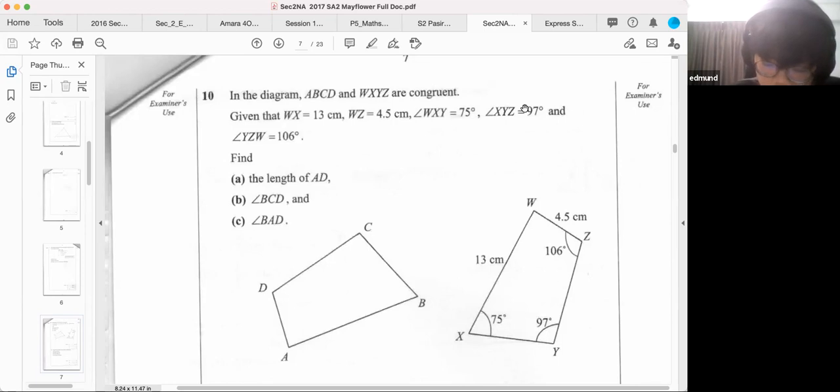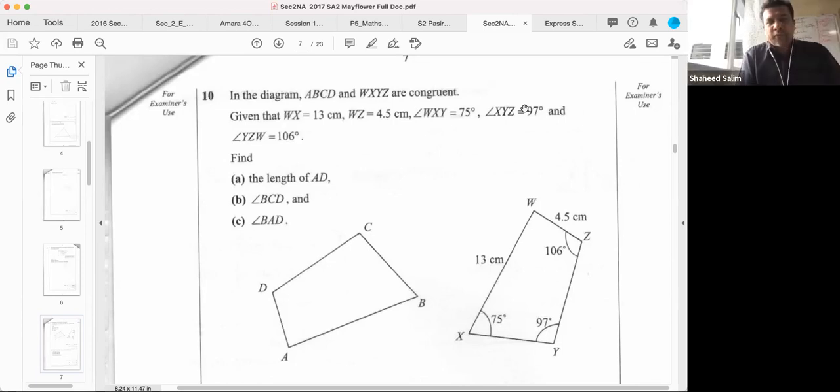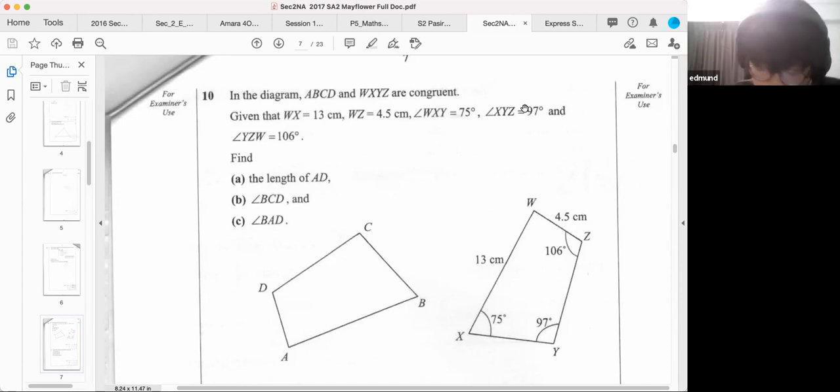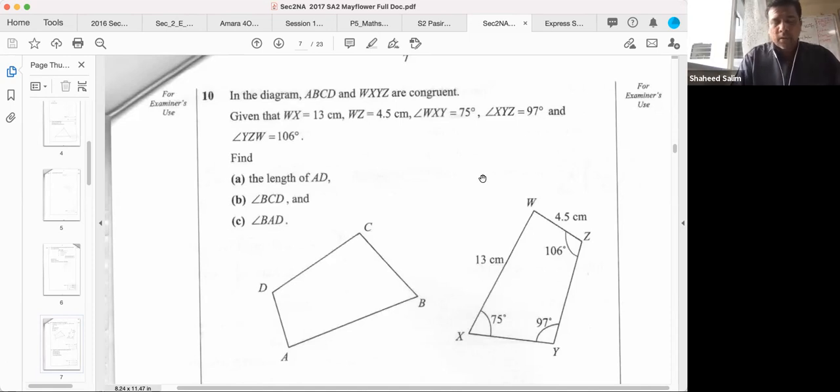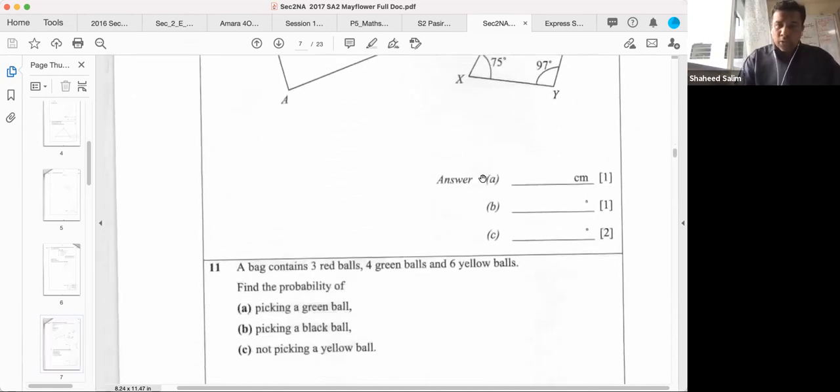Point 5, 4.5, correct? For A. For B, angle BCD. Sorry? What is it? I couldn't hear. 97, 97, correct? What about C? E. 82, is it? Okay, well done. So quite good. Your paper one is good.